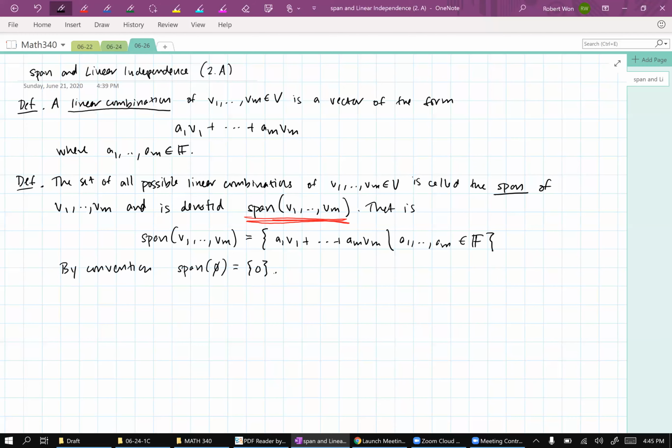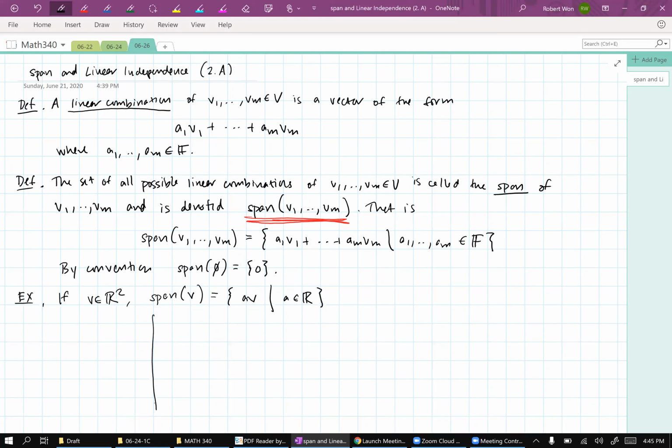Okay, so let's look at some examples before we prove anything. We should always start by visualizing things that we are comfortable with. So if v is a vector in R2, well, we can take the span of a single vector. What is that? That's all possible linear combinations of just this vector v. So that just means all scalar multiples of the vector v.